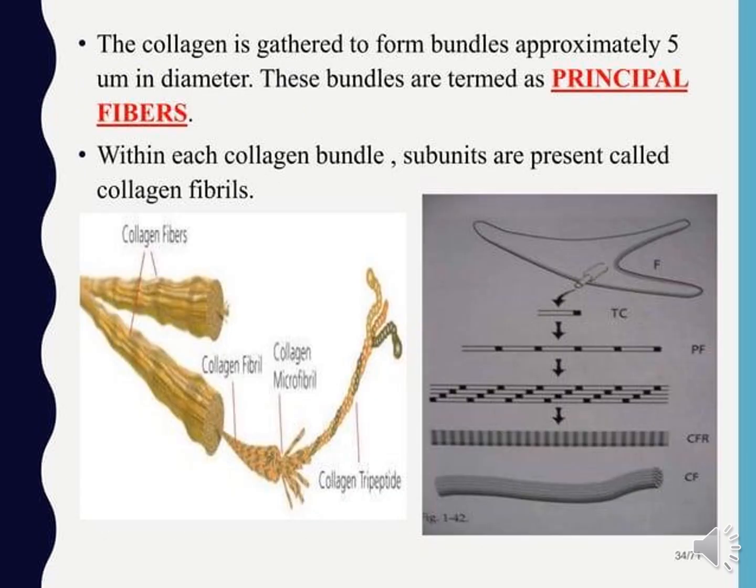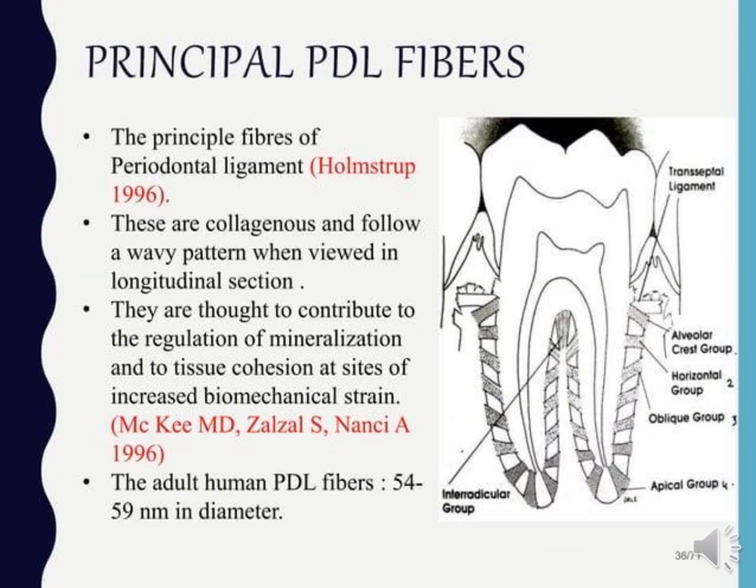The collagen is gathered to form bundles approximately 5 micrometers in diameter. These bundles are termed principal fibers. Principal fibers of the PDL are very important at the undergraduate level of periodontal ligament. The principal fibers of the periodontal ligament were described by Holmstrom in 1996. These are collagenous and follow a wavy pattern when viewed in longitudinal section. They are thought to contribute to the regulation of mineralization and to tissue cohesion at sites of increased biomechanical strain.